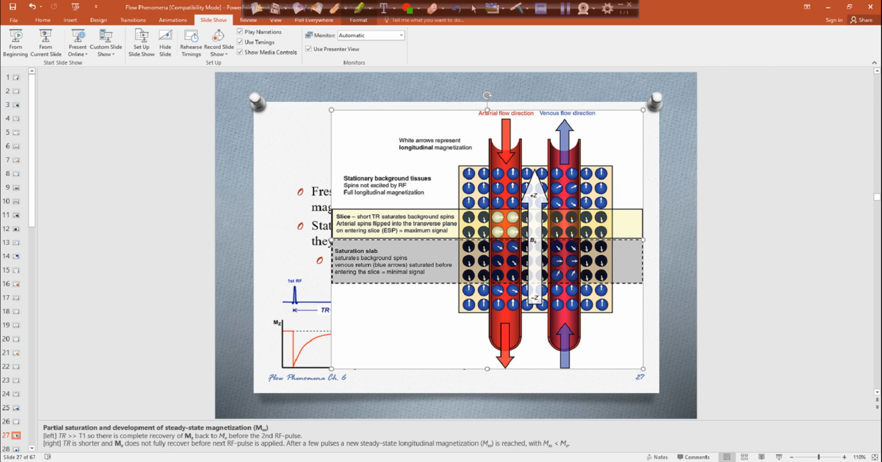We put it maybe below the area that we're scanning, or sometimes we put a spatial saturation band on a C-spine to nullify those carotid arteries, or movement in the esophagus from the patient swallowing. So this type of saturation band is called a spatial saturation band.